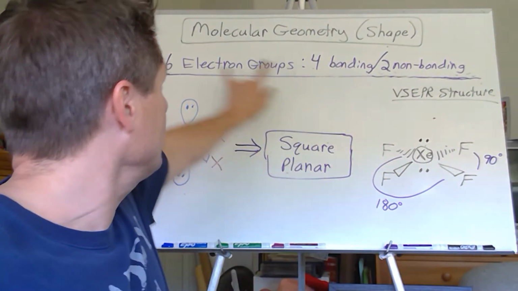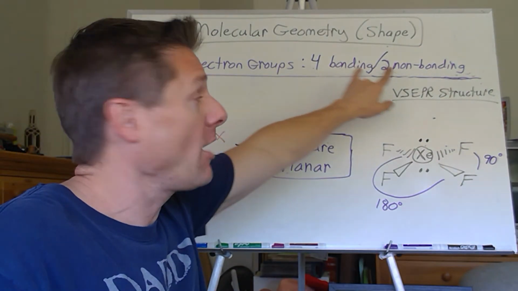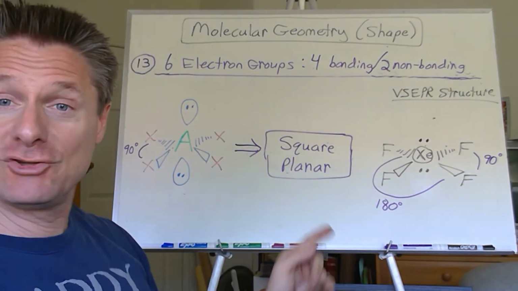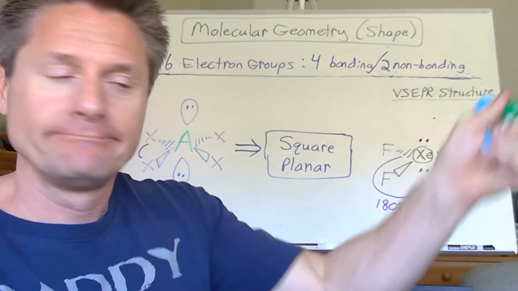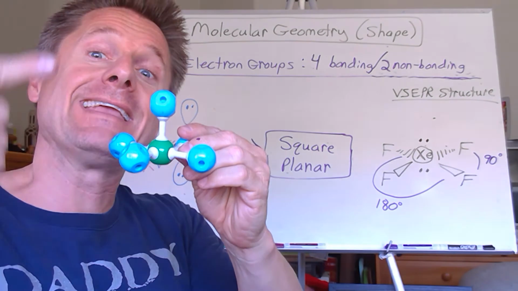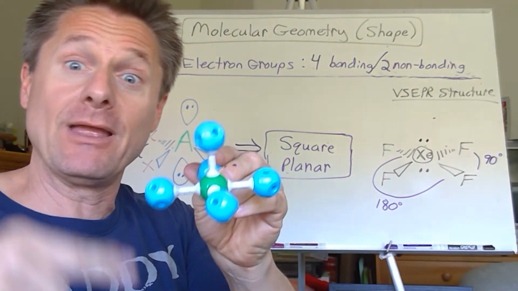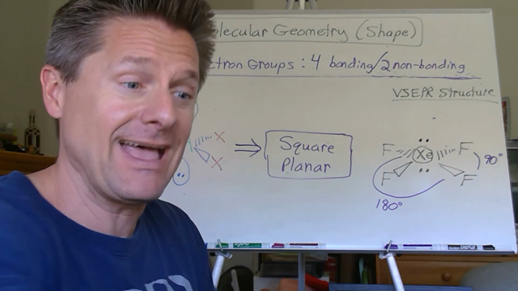All right, 6 electron groups, so that gives us an octahedral electron group geometry. 4 are bonding, 2 are non-bonding. So we got to stick 2 lone pairs on there. First lone pair, wherever you want. Second lone pair wants to get as far away as it can. It doesn't want to go at a 90-degree angle. It wants to go on the opposite side.